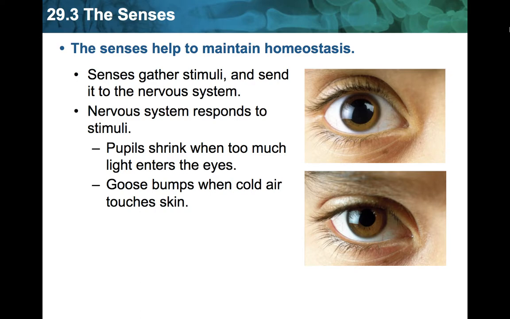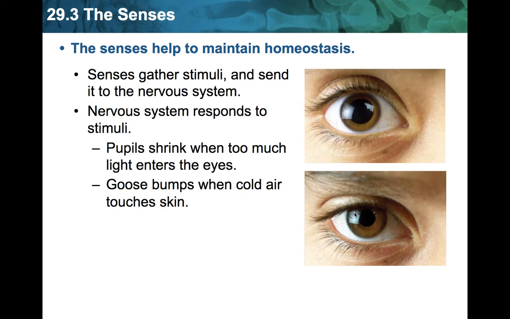In the first picture here, you can see the pupil is completely dilated here, which means it's more open. The pupil here is more constricted, so let's just go through these. Pupils shrink when there's too much light that enters the eye, and goosebumps occur when cold air touches your skin. So the eye actually kind of works similarly to a camera. The wider your pupil is, the more dilated it is, the more open it is, whatever you want to call it, the more light it's going to let in.